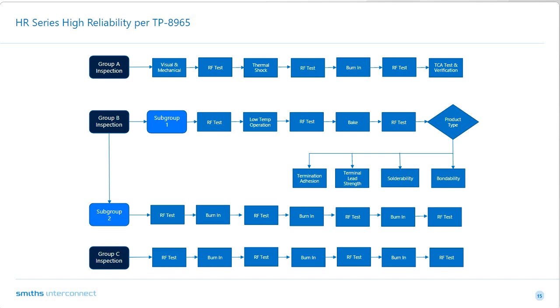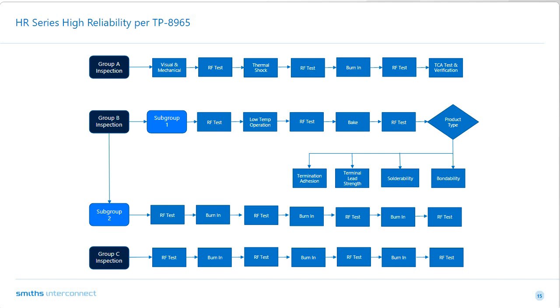This environmental burn-in applies a power at a specific temperature to remove any infant mortality of these components. There's also what's called an allowable loss of parts, and it can't exceed 10%. If it exceeds 10%, that lot is considered suspect. So once it passes that, we then go into TCA testing.